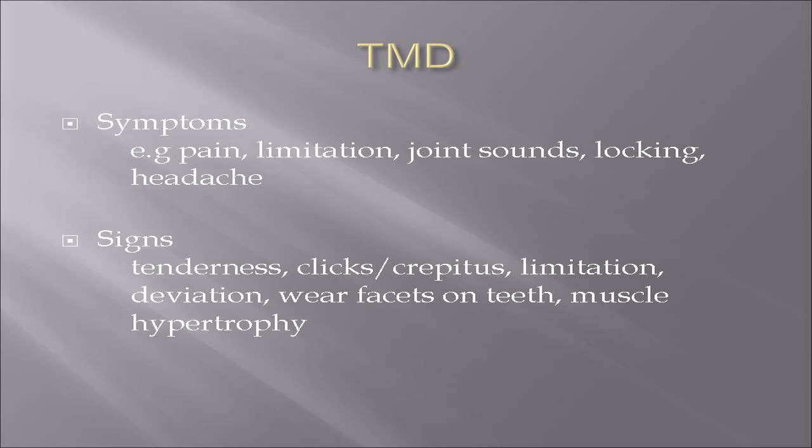The signs that you may be able to elicit are tenderness on palpation of the muscles of mastication. You may hear or be able to palpate, if you put your fingers over the jaw, over the head of the condyle, clicking, crepitus. You may see limitation of opening. Now, the normal range of opening, if you measure between the lower edge of the upper incisor teeth and the upper edge of the lower incisor teeth, 35 to 40 millimetres in an adult is the normal opening range. So anything less than that, around 30 millimetres or less, is limitation of opening. They may deviate to one side or the other on opening.